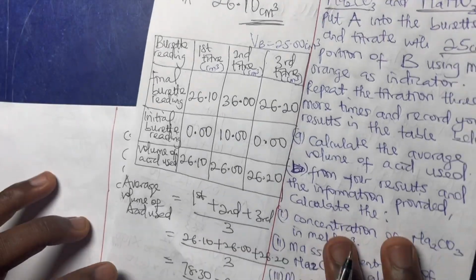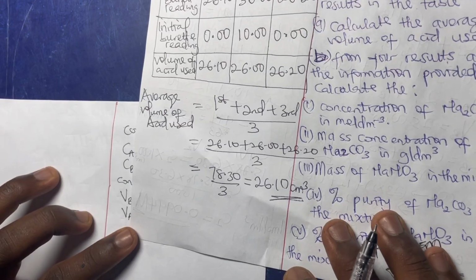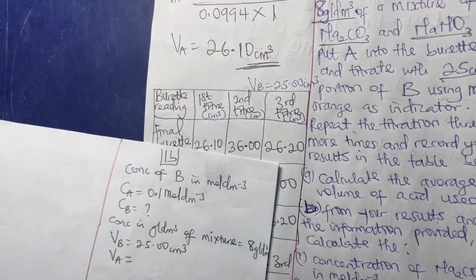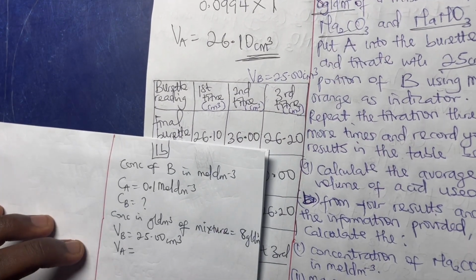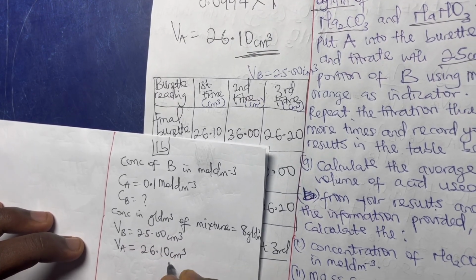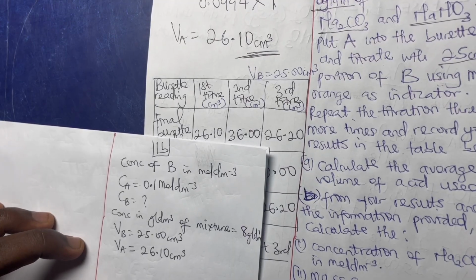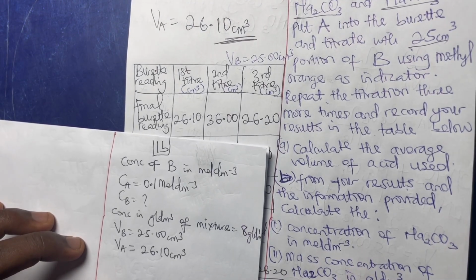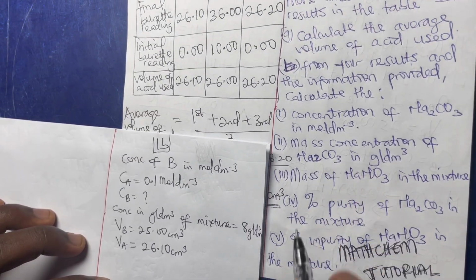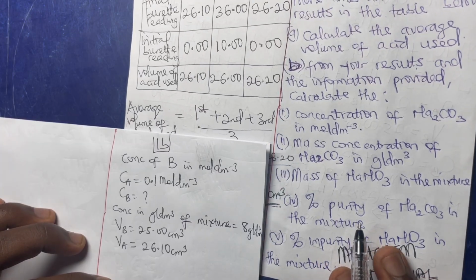As you can see it here, the VA is 26.10 cm cube. As you can see it in that place. So my VA is 26.10 cm cube. Okay, what again? From the result, what again? That is all. Nothing again from this particular question.